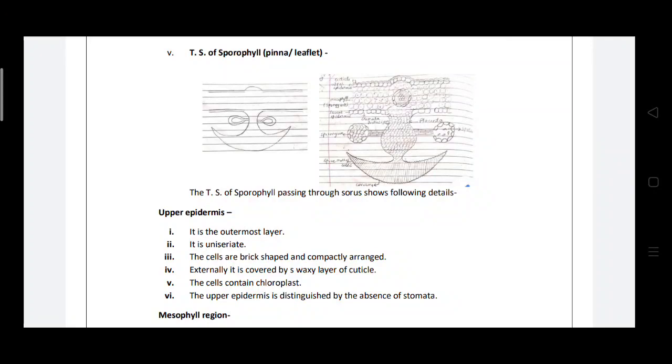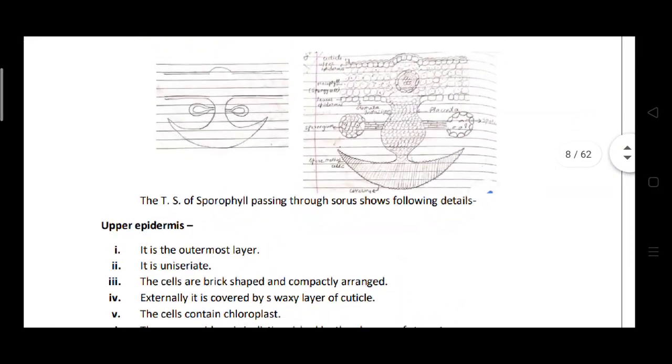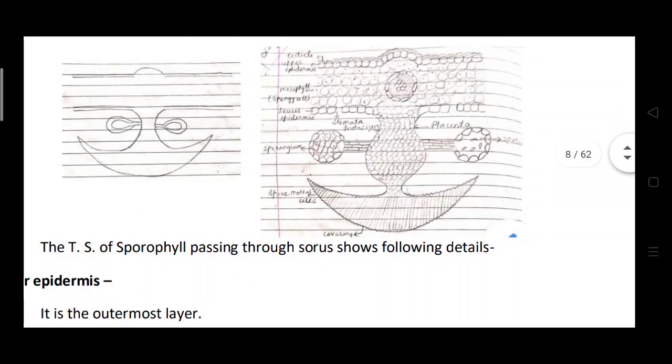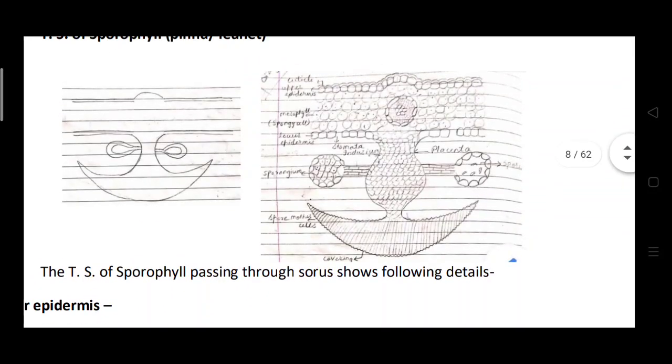On the abaxial side of the leaf the sori are present. So when we take sections for the TS of sporophyll, these sections will pass through these sori. You have to see this in the figure: if we take sections of this sporophyll, the different parts of the sori or leaflets will be in focus.